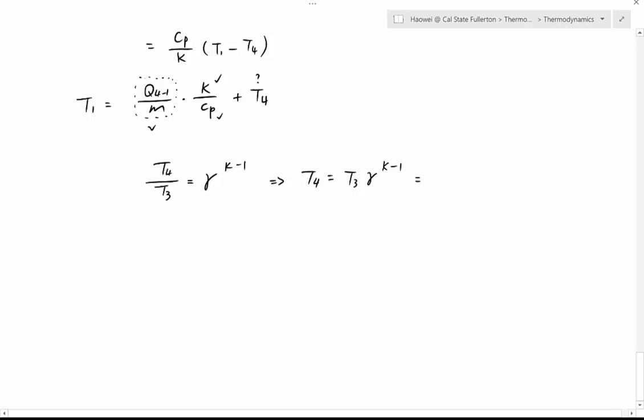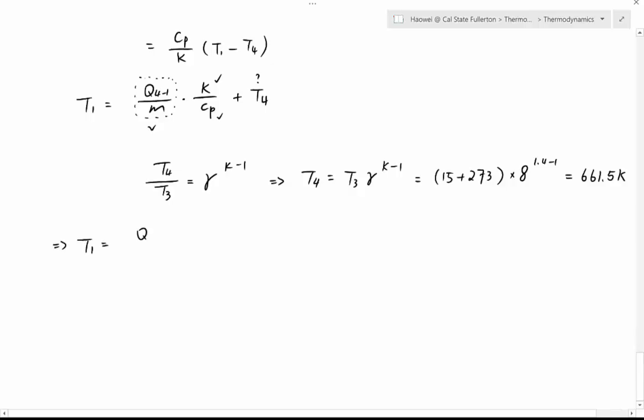We plug in the numbers. T3 is 15 Celsius. Make sure you convert it to Kelvin by adding 273. Multiply by gamma. Gamma is the compression ratio, which is 8, given. K is 1.4. So the solution for T4 is actually 661.5 Kelvin. So now I have T4. I can finally find T1.